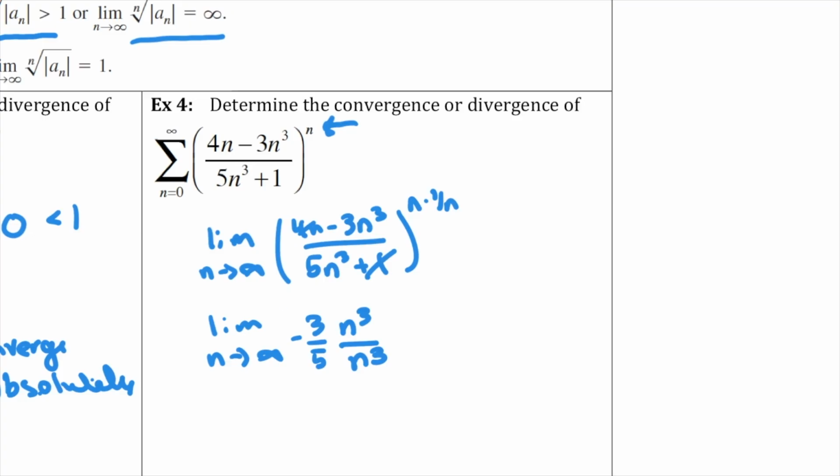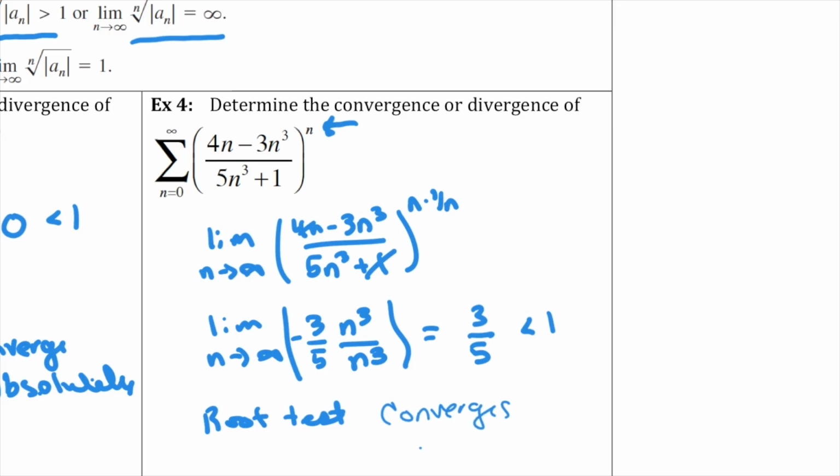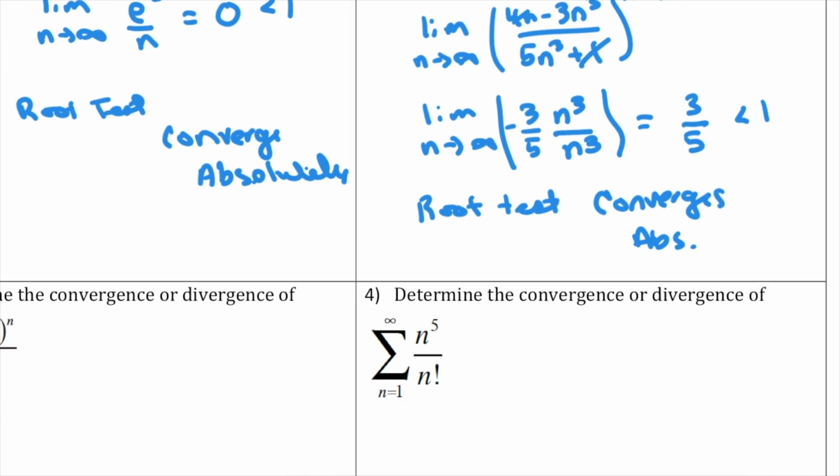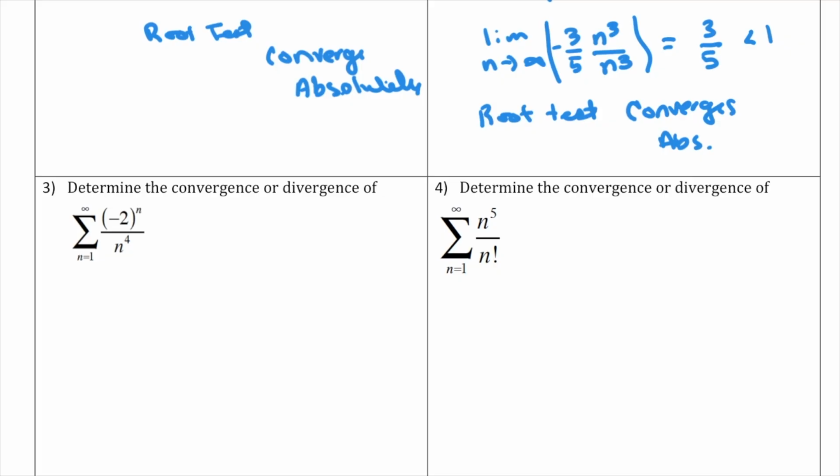Did you notice I was sloppy about my absolute values? Let's put that absolute value into the problem so that we can see that we have 3/5, which is less than 1. Therefore, from the root test, our series will converge absolutely. Go ahead, give questions numbers 3 and 4 a good try.